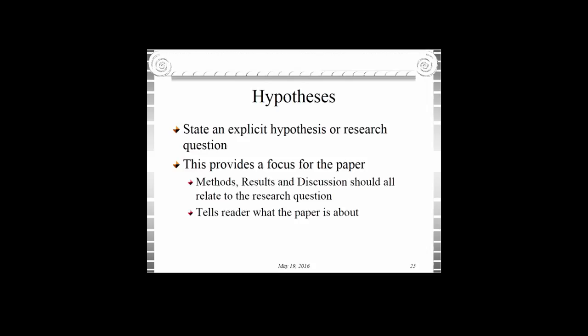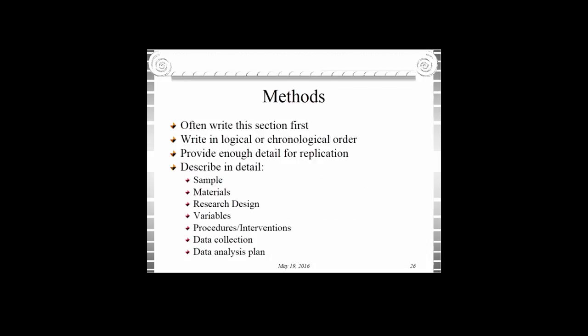Hypotheses: this might seem like everybody knows this, but you really need a hypothesis, a research question, or an objective, an explicit statement that says this is what this paper is about. And believe me, a lot of people submit papers for publication that never really tell you the purpose of the paper, and that leads to meandering results and discussion, and it's a major reason for rejection. If the paper doesn't come across with a strong purpose, it doesn't get reviewed well.